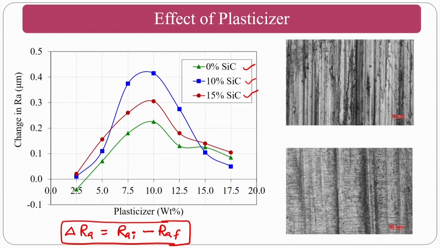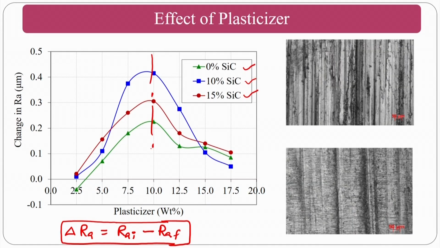If it is maximum, that means that the finishing is improved a lot. As you increase the plasticizer content, the medium gets better flowability and abrasion. That is why, as you move from 2.5 towards 10, the medium gets better flowability and abrasion. As you move again from 10 to 17.5, you are going to see it decreasing.